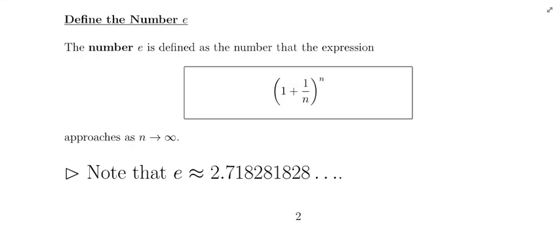At the bottom of page 2, we are going to define the number e. Okay, so e is not only a letter, but it's also a number. If you open your textbook, what's in the box is how your book defines e. It says the number e is defined as the number that the expression 1 plus 1 over n, that quantity raised to the n power, approaches as n approaches infinity. That's quite a definition to understand.